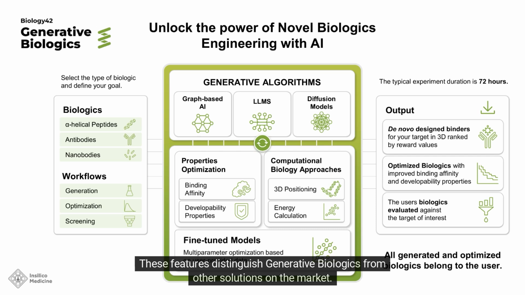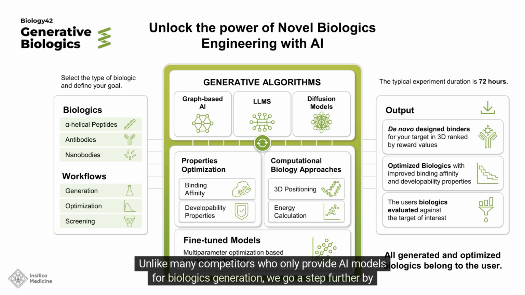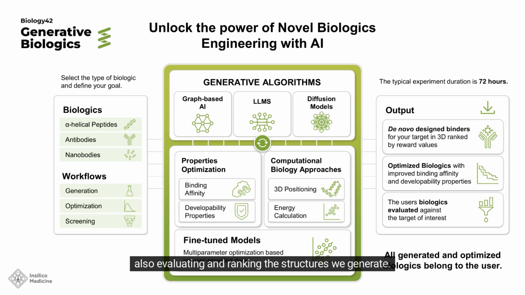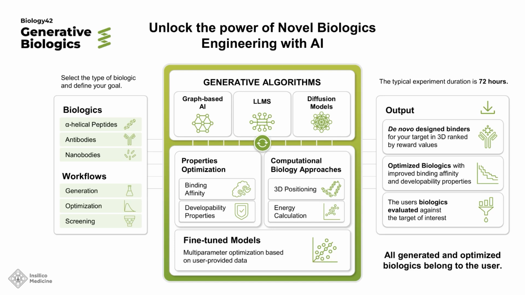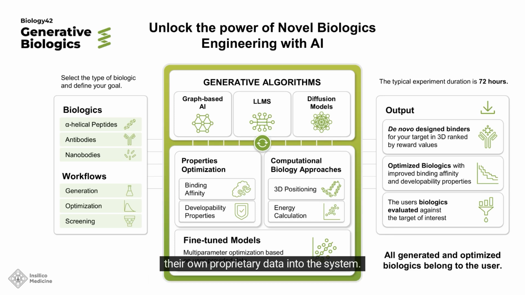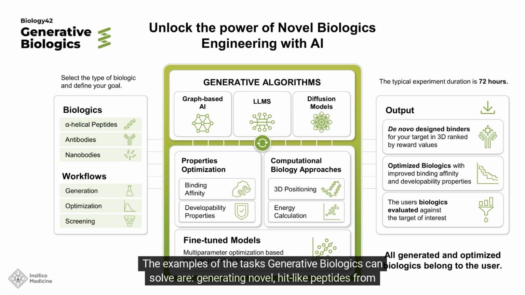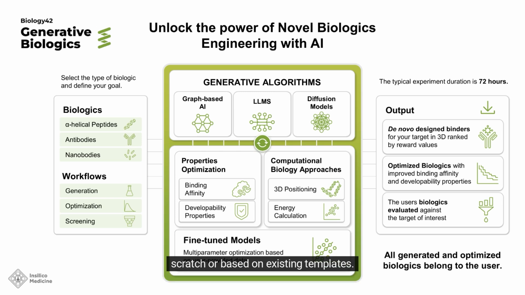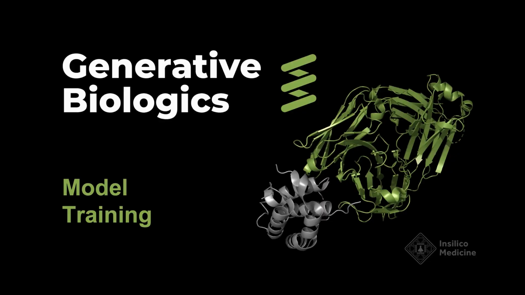These features distinguish generative biologics from other solutions on the market. Unlike many competitors who only provide AI models for biologics generation, we go a step further by also evaluating and ranking the structures we generate. Moreover, we give our users the option to further enhance the platform's performance by incorporating their own proprietary data into the system. The examples of the tasks generative biologics can solve are generating novel, hit-like peptides from scratch or based on existing templates. Let's now see how to train predictive AI models with user-provided data using the Generative Biologics app.